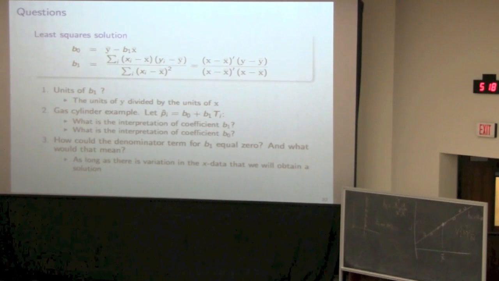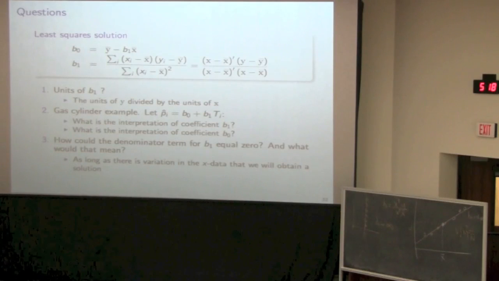Now, you would obviously notice the moment you open Excel or R and all your x values are the same number that you need to stop, there's something wrong. So that's the only case least squares ever fails. Any other time, no matter what the data, you will always get a solution for B0 and you'll always get a solution for B1.